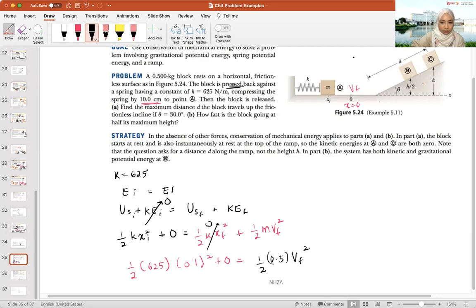So we have, let's just find out, we don't know. So 625 divided by 2 times 0.1 squared, and then times 2. Answer times 2. Kenapa saya put negatif pula ni? 625 divided by 2 times 0.1 squared.